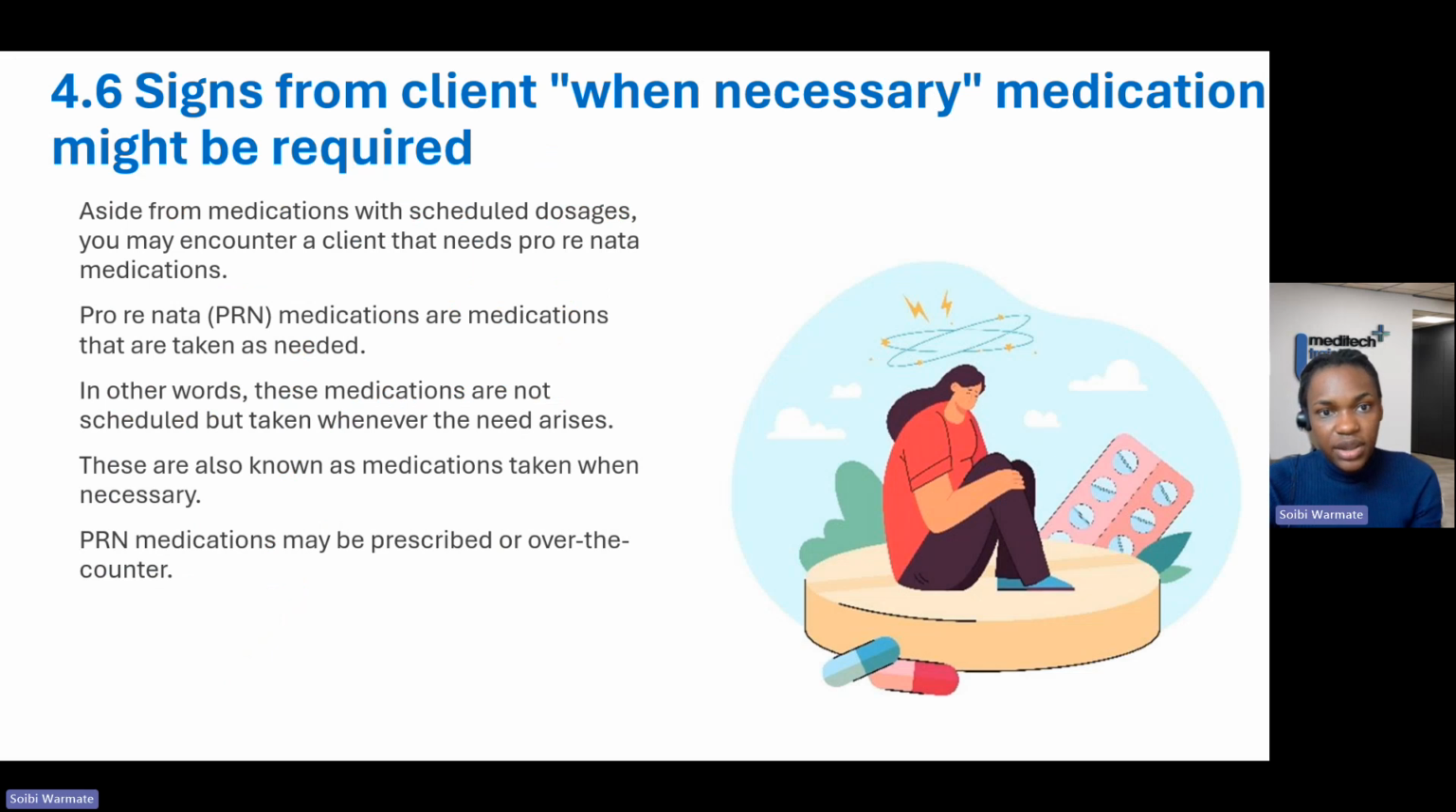Signs from clients when necessary medication might be required. Aside from medication with a scheduled dosage, you may also encounter a client that needs a PRN, which is pro re nata medication, which means that the medications are taken as needed. These medications can be prescribed or over the counter.